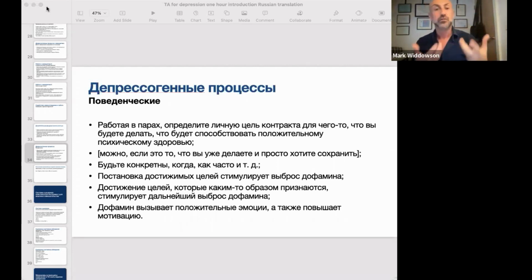When clients achieve goals, this stimulates the release of dopamine in the brain. Dopamine gives a sense of reward and of enjoyment. And interestingly, dopamine release also increases motivation. So what happens is we create a positive cycle where the client does things, they get dopamine. The dopamine means that they're more motivated, which means they're more likely to do things.